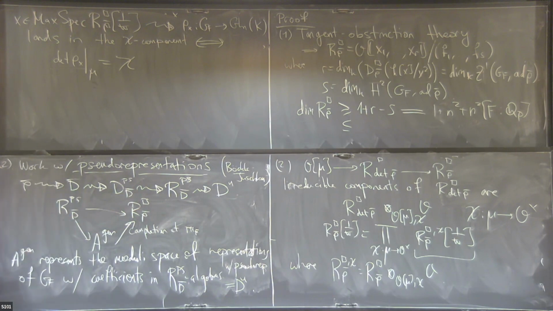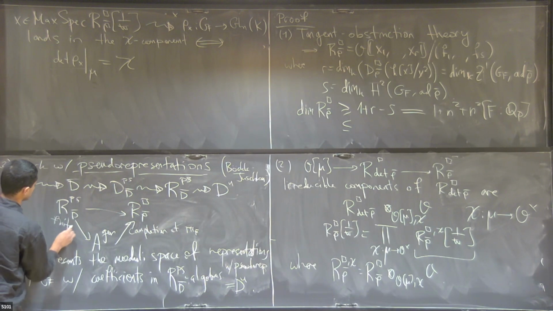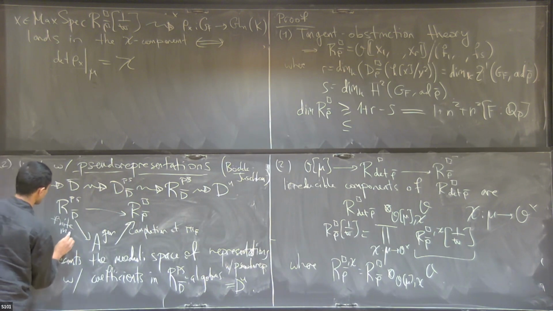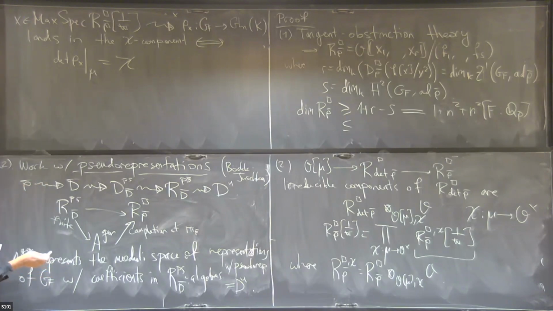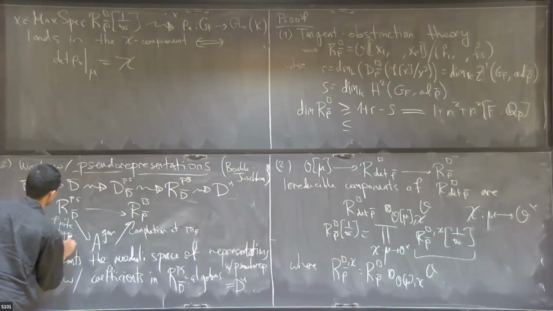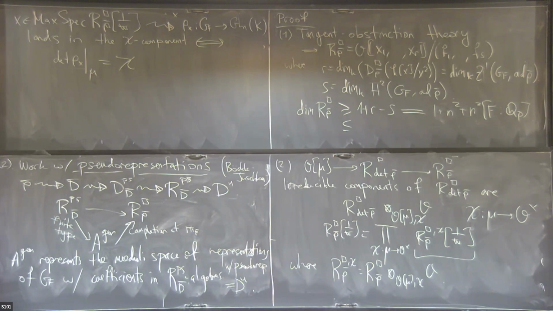And then it turns out that this map, so this isn't something we show, this is something we use, is a finite type. Okay, so AGen is a finite type algebra over the pseudo deformation ring. So why is this useful?